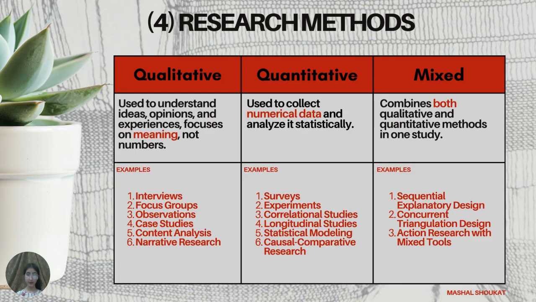In short, qualitative equals why and how. Quantitative equals how much and how many. Mixed includes both at the same time.